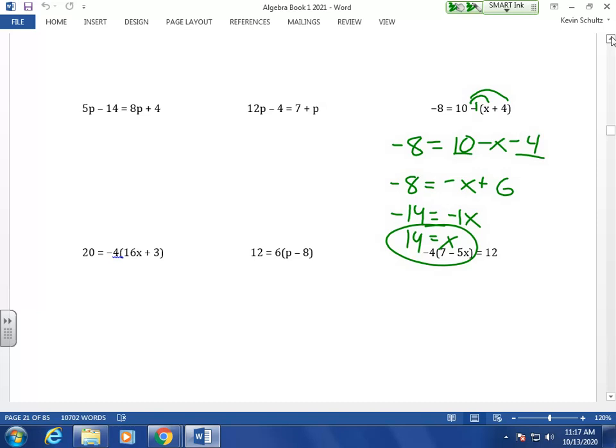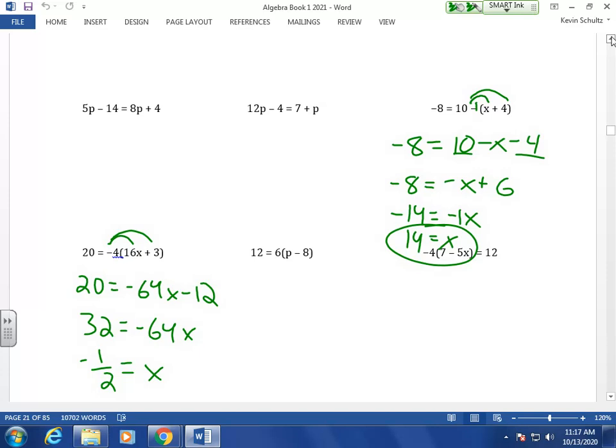Next row, distribute in the -4. So we get 20 equals -64x minus 12. -4 times 16 is -64. -4 times 3 is -12. Add 12 to both sides. 32 equals -64x. Divide both sides by -64, and we get -1/2 or -0.5 as our value for x.